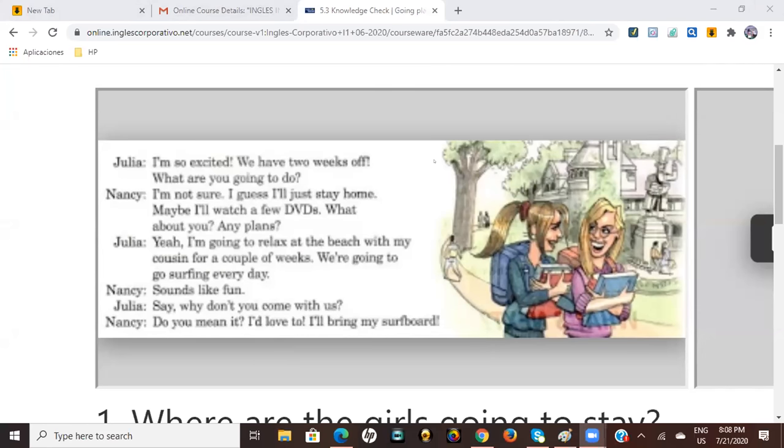What color is the ponytail? Red. Exactly. All right. So may I have two volunteers to read the conversation, please?